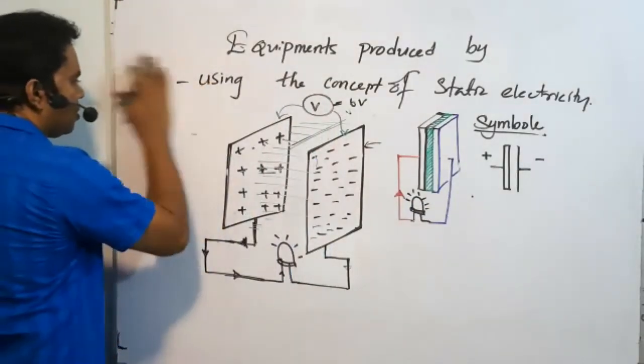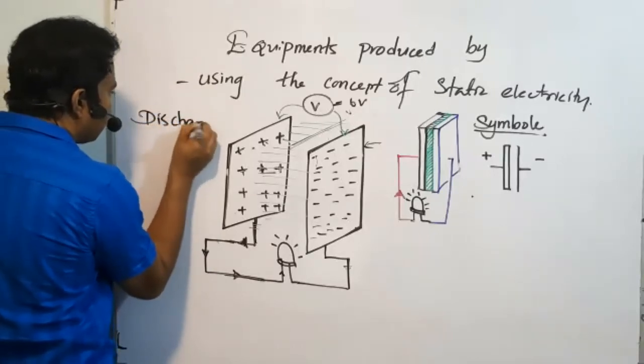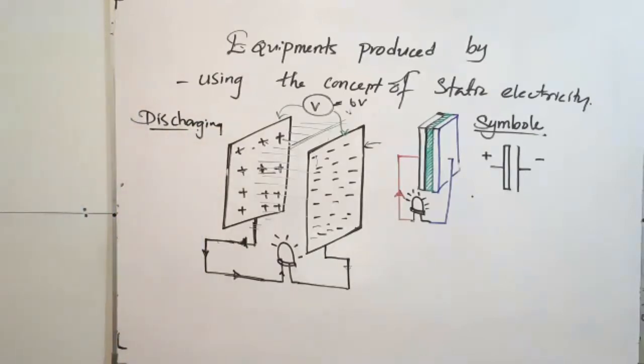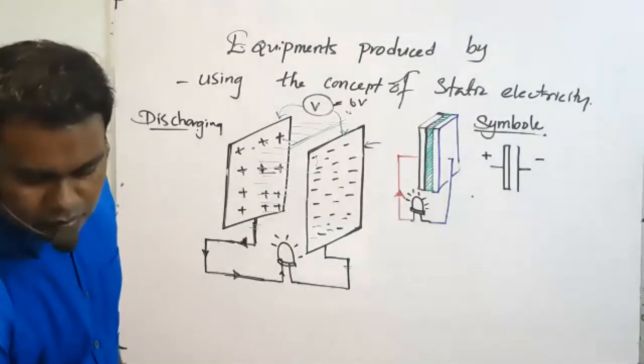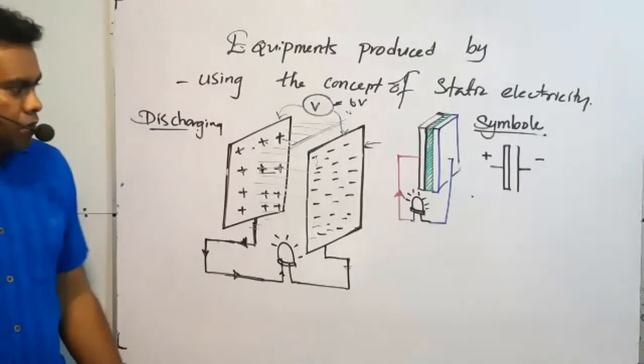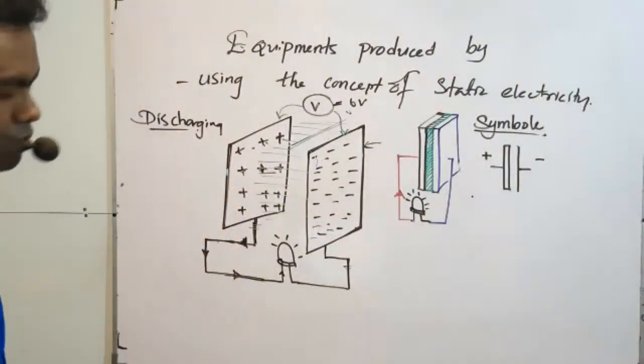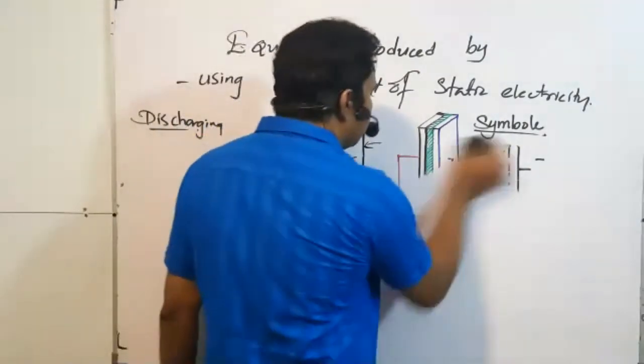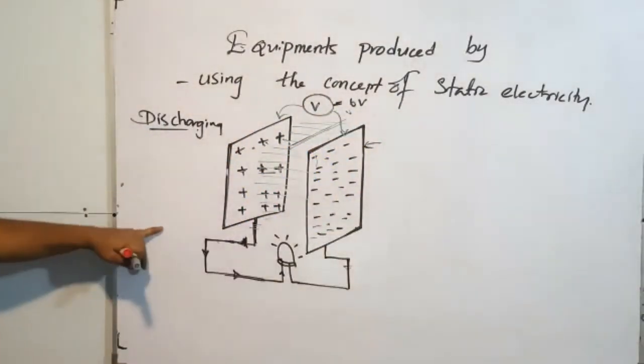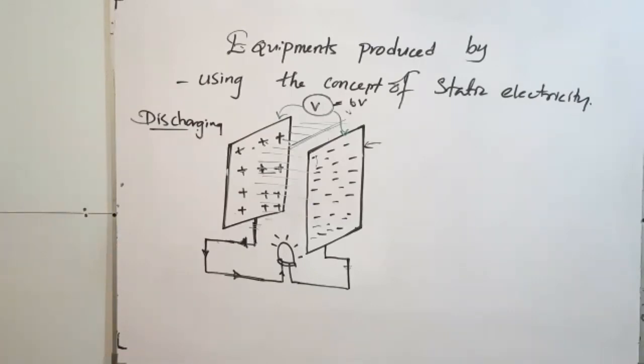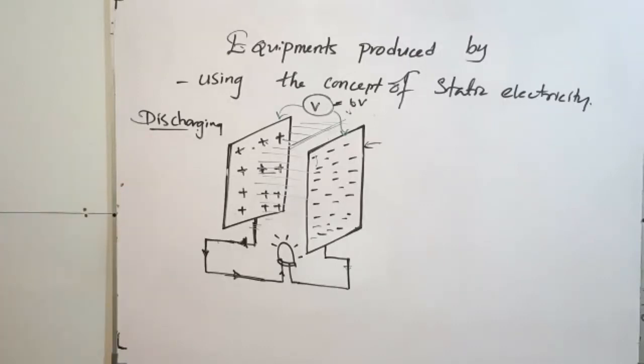So this is discharging of a capacitor. Shall we draw? Yes, you have to draw this by using the symbols. No need to draw it again. You can take a print screen and draw it later. Discharging. So I'm done, I took a good screenshot.